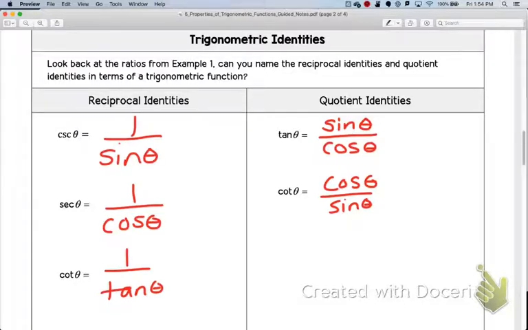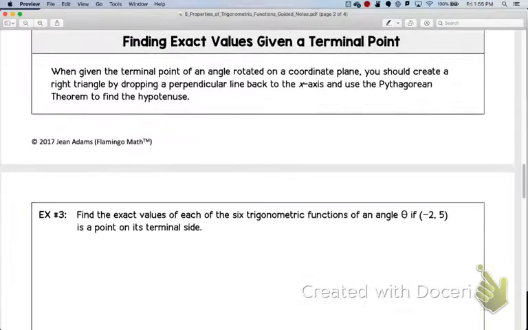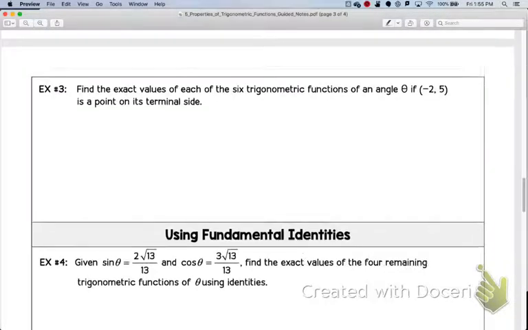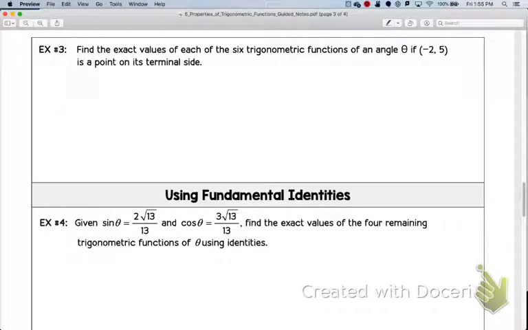Okay, so now we're going to get to some good blending of it all together. When given the terminal point of an angle rotated on a coordinate plane, you should be able to create a right triangle by dropping a perpendicular line back to the x-axis and use the Pythagorean theorem to then find the hypotenuse. So for example 3, we're going to find the exact values of each of the 6 trig functions of an angle theta if negative 2, 5 is a point on the terminal side. So now we're no longer in just a unit circle, because our radius won't be 1 now, since we're at negative 2, 5. That's not within the ranges that we were on before.